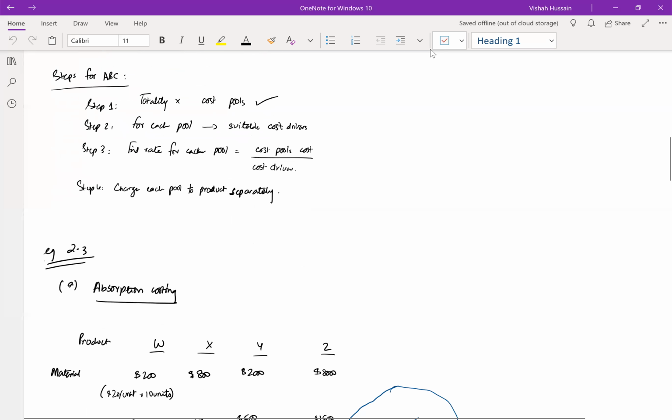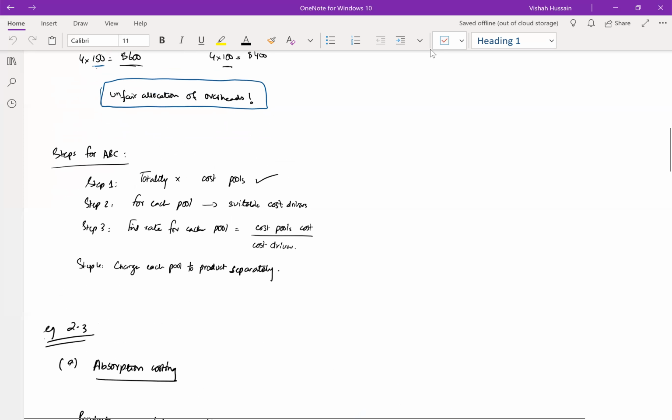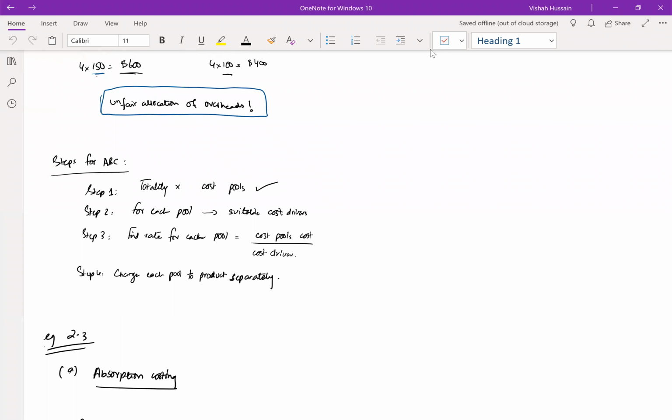Now, steps for ABC. How does ABC differ from absorption costing? ABC says that we should not total the overheads. We should make cost pools. What do I mean by that? Previously, I told you that absorption costing computes total overhead. So if the overheads are being incurred in purchasing, production, marketing, and finance, it is going to add all those overheads. Okay.